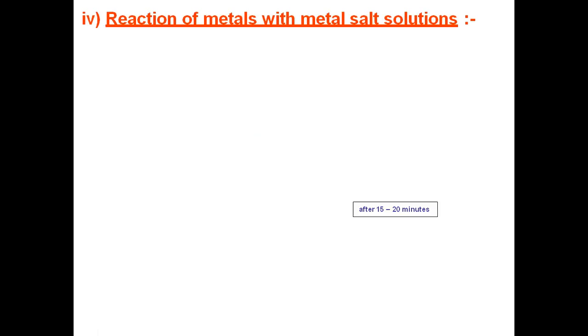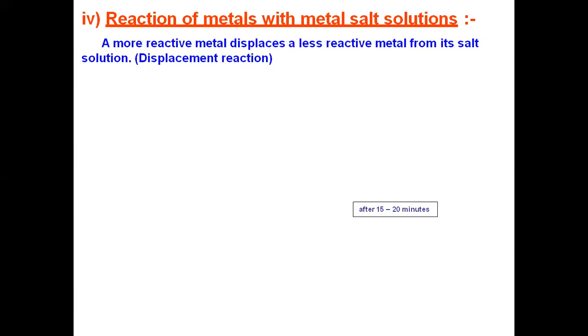The next is reaction of metal with metal salt solution, which means if we take a copper metal, the reaction of copper metal with its salt solution. Copper sulfate is a salt solution of copper. How does that salt solution of a particular metal react with its own metal, that we need to see. So the reaction of metal with the metal salt, how it takes place.